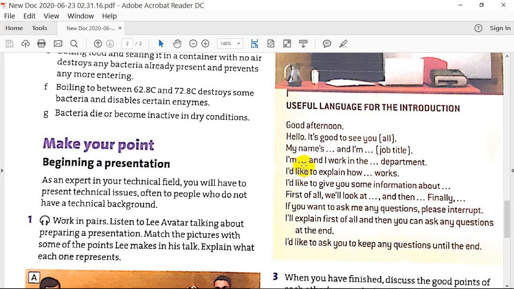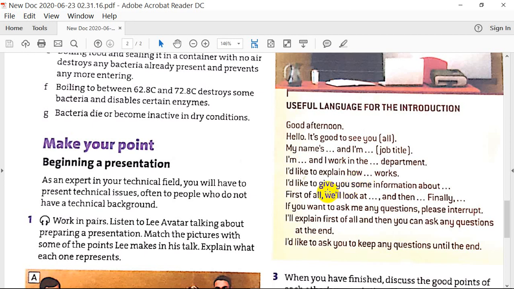So you have to say your position and in which department you are working. For example, I'm working in the English department. I'm working in the customer services department. So you have to say the department that you are working in, a department placed in a company or located in a firm. So I'd like to explain how this works or how this machine works.